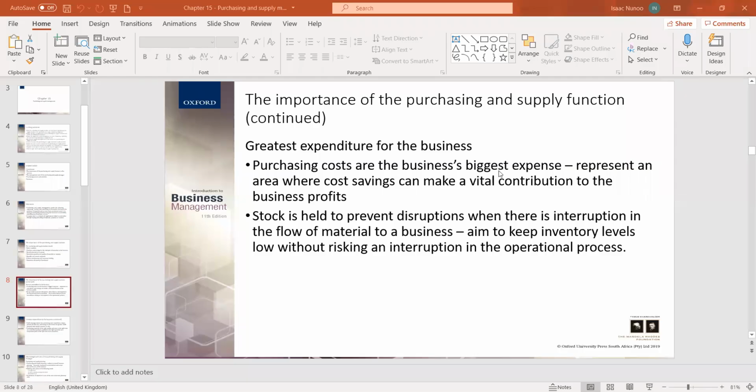So in terms of talking about the purpose of purchasing and supply, now we can summarize these purposes into three main importance in terms of purchasing and supply function to the business. So one important thing we can talk about is the greatest expenditure for the business. Once a business is spending on the input cost, and you're able to reduce the cost of input or reduce the cost of purchases, you are able to save costs and contribute to your business profit.